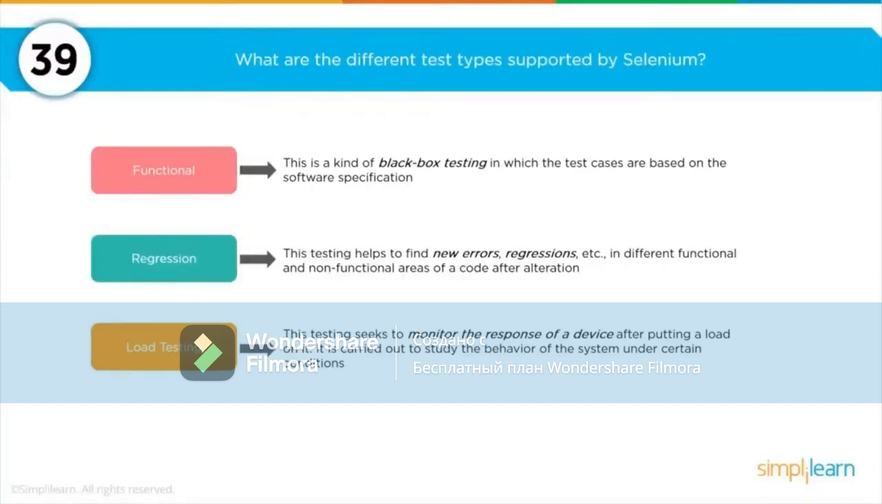The functional test is a kind of black box testing in which test cases target a specific feature within the software. The load test allows you to monitor the response of a solution as you increase the volume of hits put onto the code.